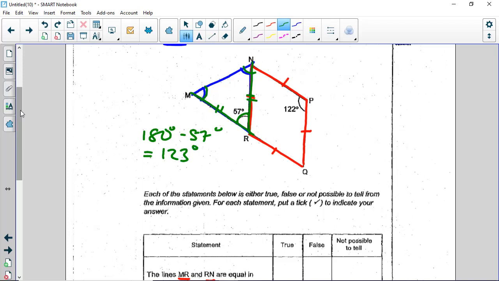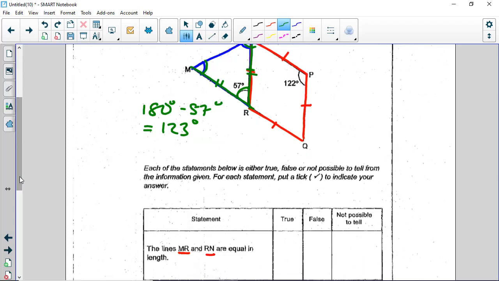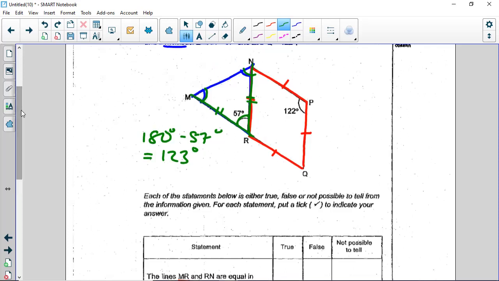Okay, now what do you get? 123 divided by 2, you will get 61.5. Okay, now is it true? Is it true that the lines MR and RN are equal? Now, if you look carefully, without doing any steps, is it true that these two lines are equal?